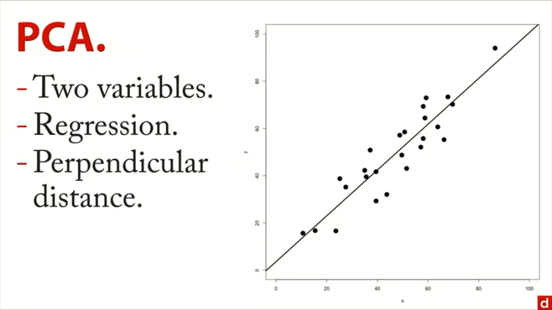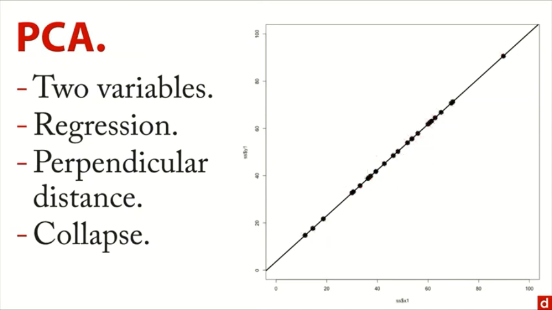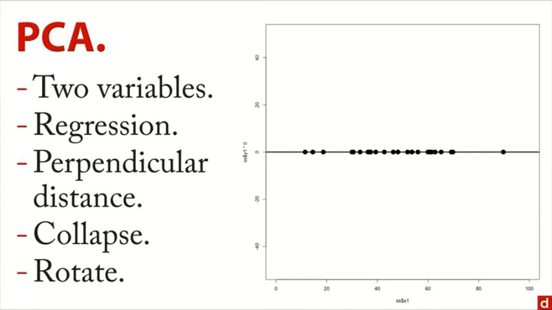That's what we would do if we were looking for regression residuals, but the perpendicular distance. And that's what those red lines are. Then what we're going to do is collapse the data by sliding each point down the red line to the regression line. And that's what we have there. And then finally, we have the option of rotating it. So it's not on a diagonal anymore, but it's flat. And that there is the PC, the principal component.